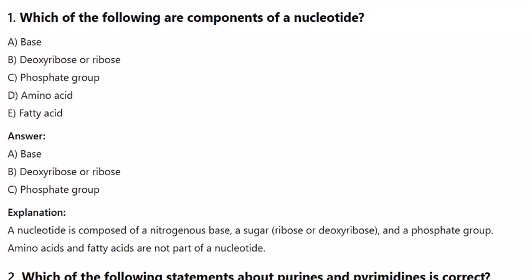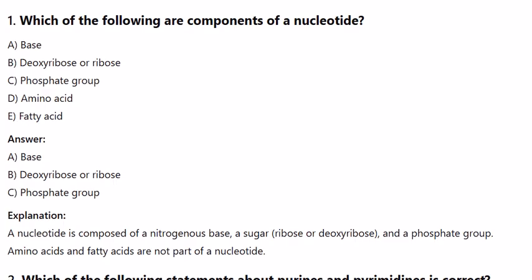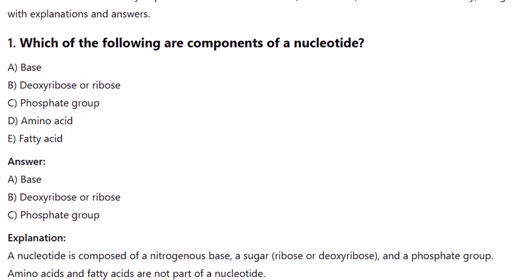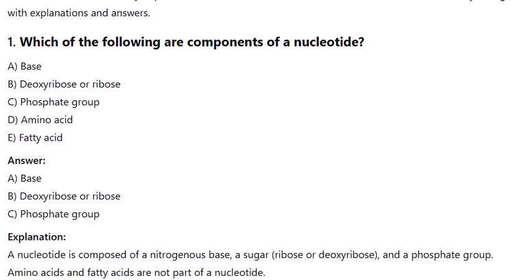1. Which of the following are components of a nucleotide? A. Base, B. Deoxyribose or ribose, C. Phosphate group, D. Amino acid, E. Fatty acid. Answer: A. Base, B. Deoxyribose or ribose, C. Phosphate group. Explanation: a nucleotide is composed of a nitrogenous base, a sugar, ribose or deoxyribose, and a phosphate group. Amino acids and fatty acids are not part of a nucleotide.